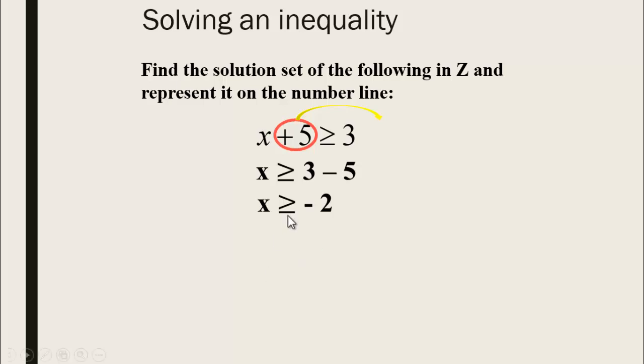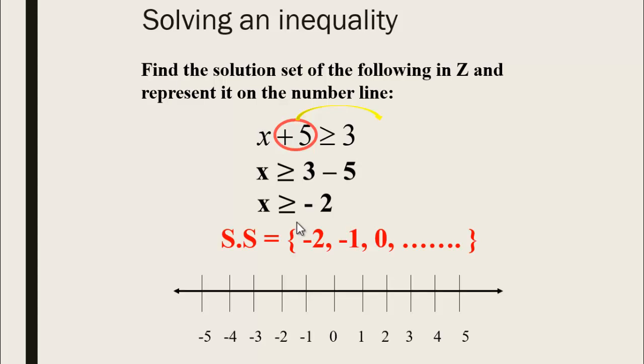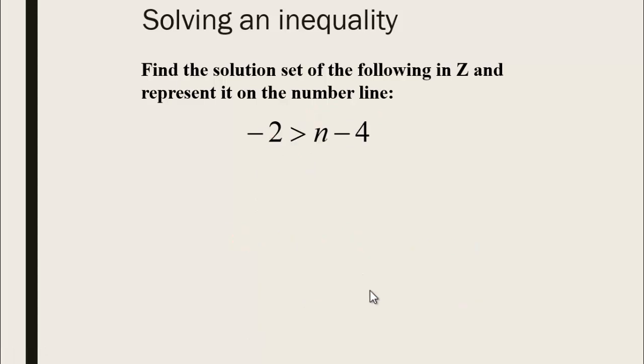What does this mean? It means that my solution set contains negative 2 and all other integers which are greater than negative 2. So my solution set will be negative 2, negative 1, 0, and so on. How can I represent it on a number line? We said that when I have a number with me, I'm going to make it solid. This is the first number in the solution set, and sure it is with me. So here on the number line, if I read, I will find that I have negative 2, negative 1, 0, 1, and so on.